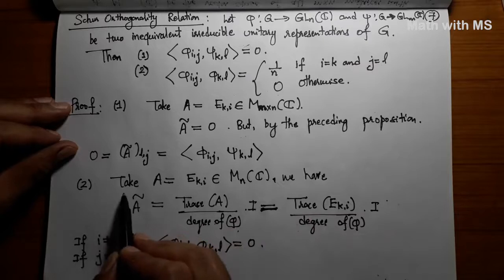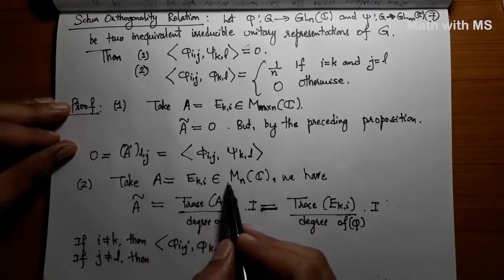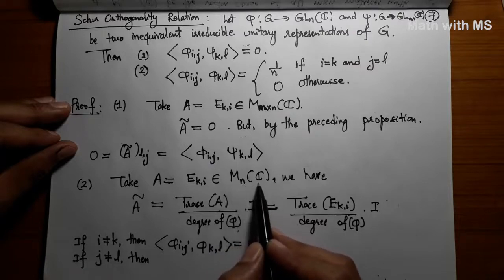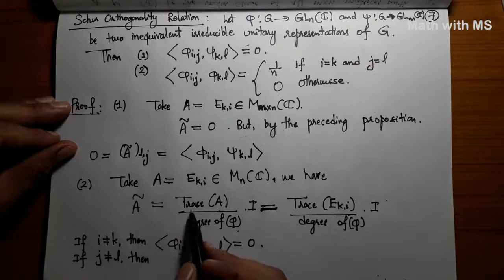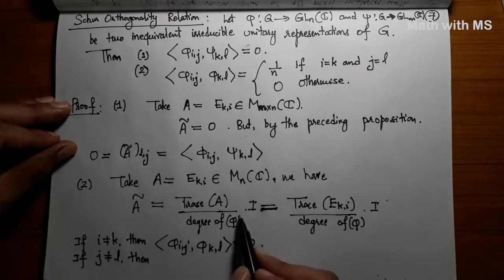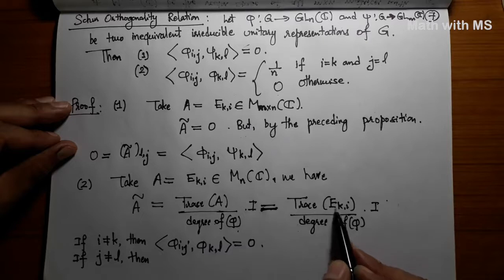Let's prove the second part. For the second part, take A to be E_KI, which is an n by n matrix over C. We know that A tilde is given by trace of A divided by degree of phi times identity. We proved it in a preceding proposition, and I just write the value of A here, which is trace of E_KI divided by degree of phi times identity.